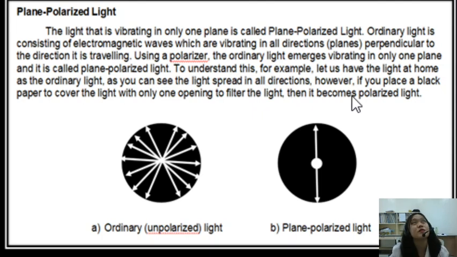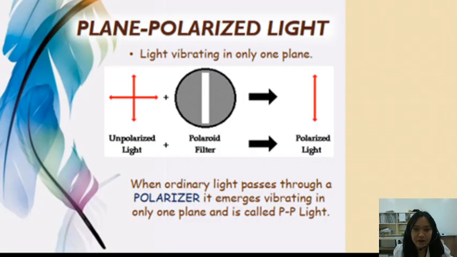So, for example, try nyo, kung meron kayong bumbilya, and then, kuha kayo ng cotton band, butasan nyo ng straight line, and then i-cover nyo sa kanya. So, diba, lulusot, yung light na lulusot is only in one plane. So, yan yung ating plane polarized light.